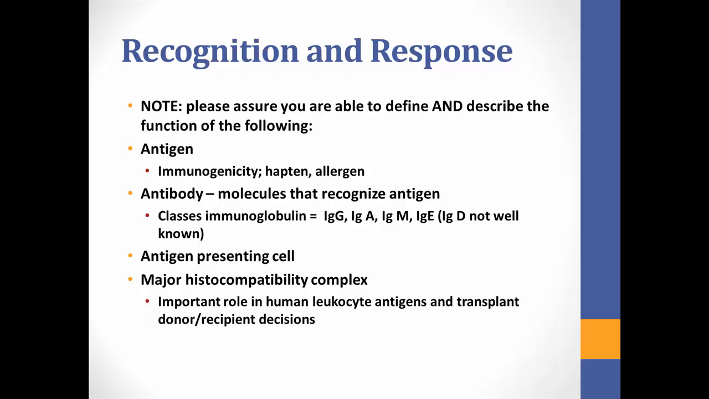Antibodies are molecules that recognize antigens, very simply. And we know that antibodies include those classes of immunoglobulins. These are the immunoglobulins that we think about all the time: IgG, A, M, and E. IgD, or immunoglobulin D, is also present, but it isn't as well known or well understood as G, A, M, and E. I guess I could have done that alphabetically, but I didn't.